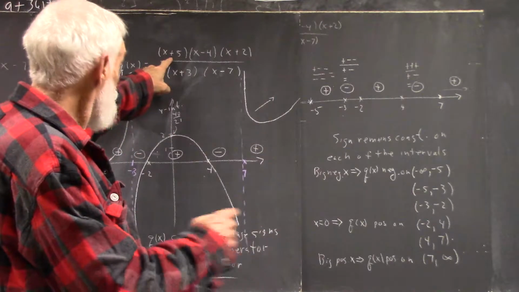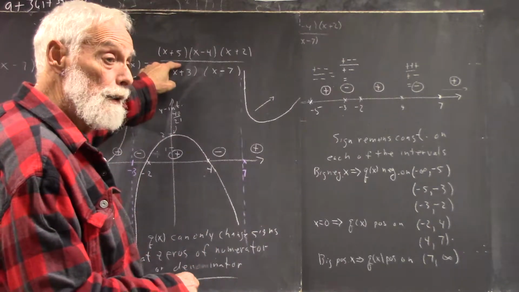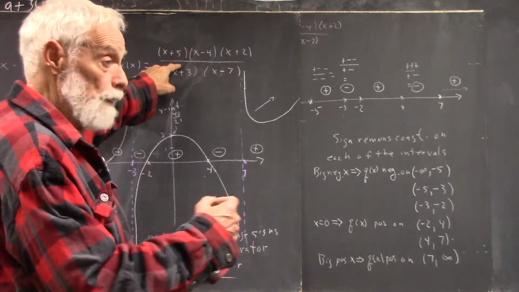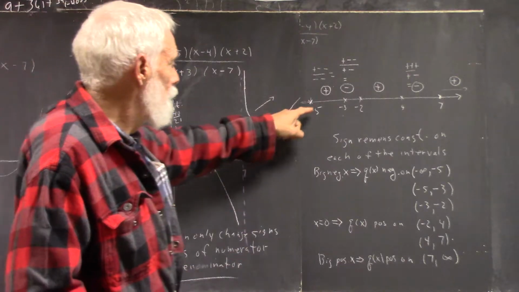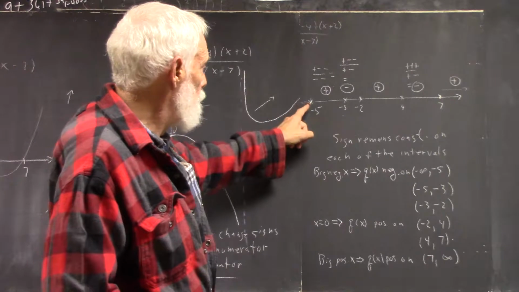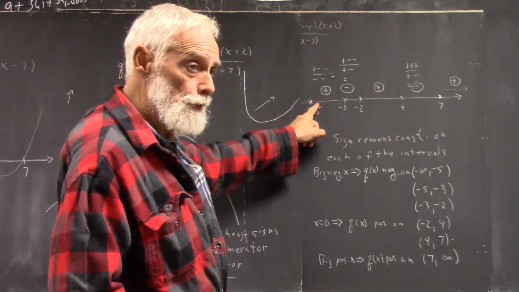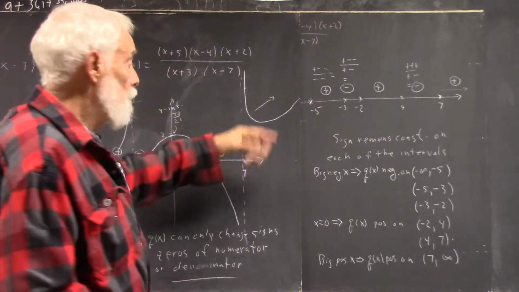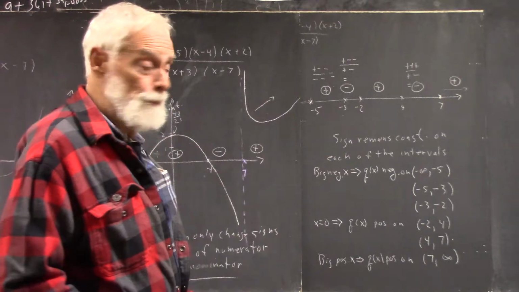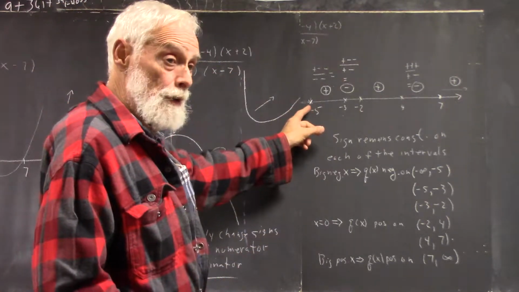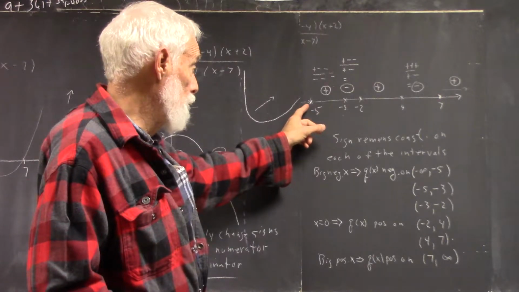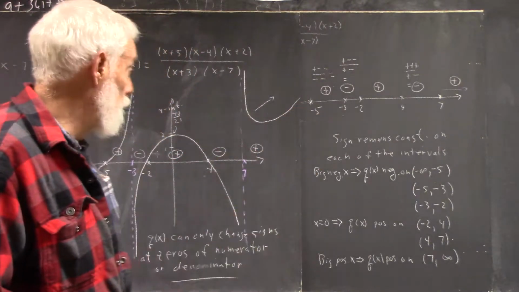If x is a little less than -5, then this is going to be a little less than 0. If x is a little greater than -5, it's going to be greater than 0. So when x is at -5, if you go from this side of -5 to this side, this factor goes from negative to positive. The other factors don't change their sign if you just go a little ways from the left of -5 to the right of -5.